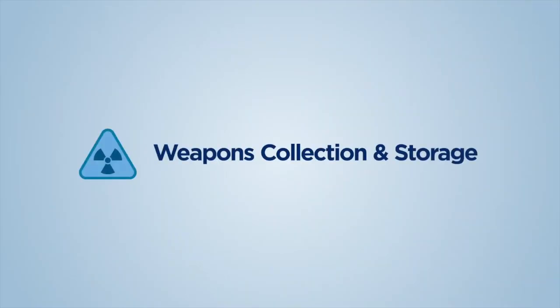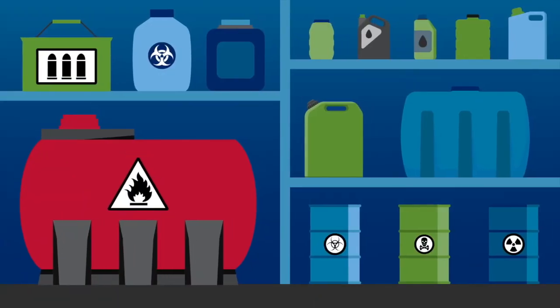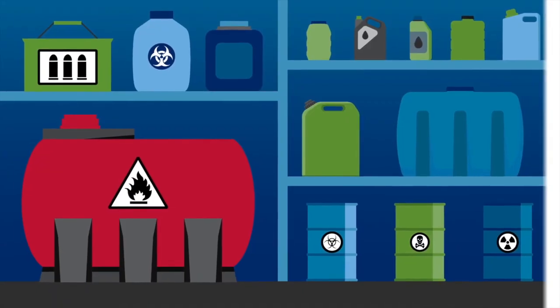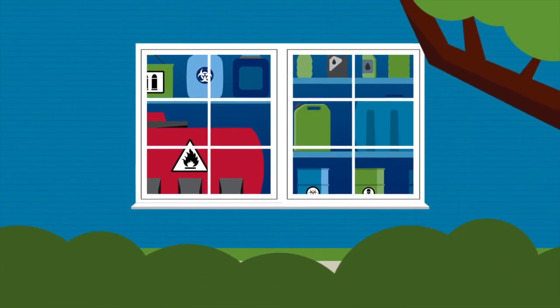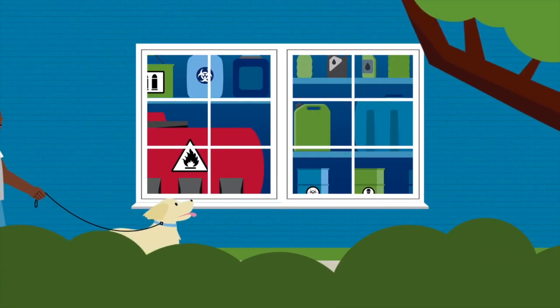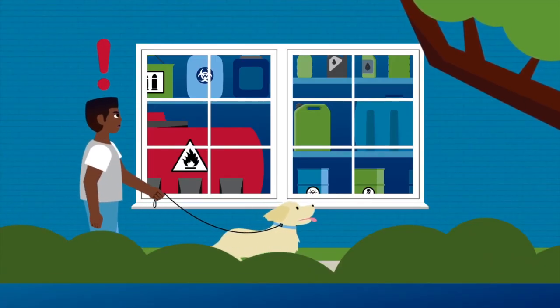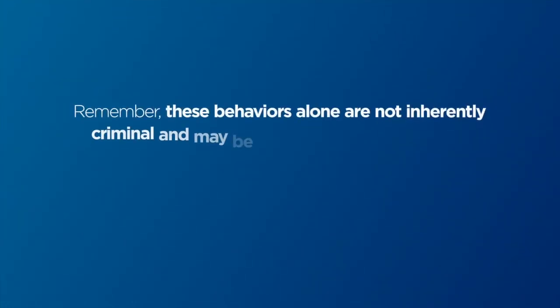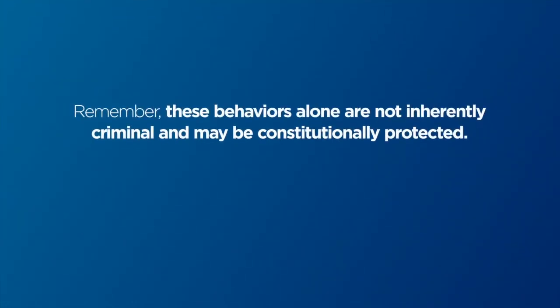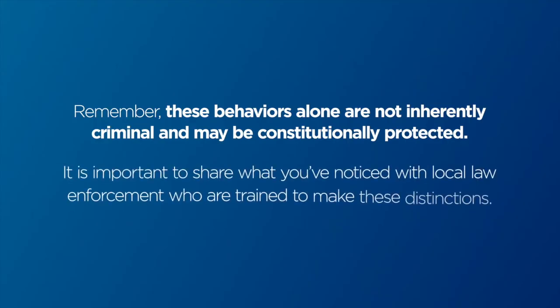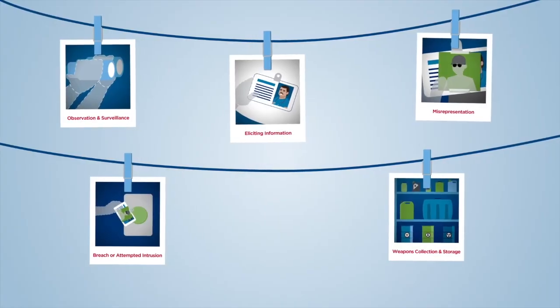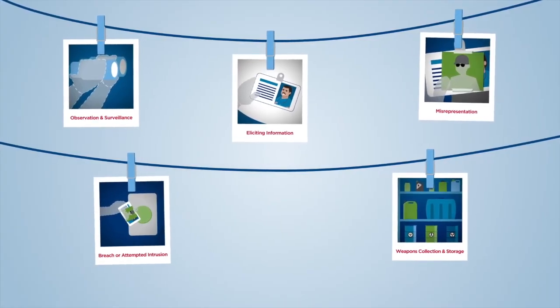Weapons collection and storage. If you discover someone stockpiling an unusual and unexplainable amount of chemicals, explosive materials, weapons, or other destructive material in a manner that would arouse suspicion of terrorism, this may warrant a call to law enforcement. It's also important to remember that these behaviors alone are not inherently criminal and may be constitutionally protected. So it's important to share what you've noticed with local law enforcement, who are trained to make these distinctions. They will review the information provided and determine the best course of action.